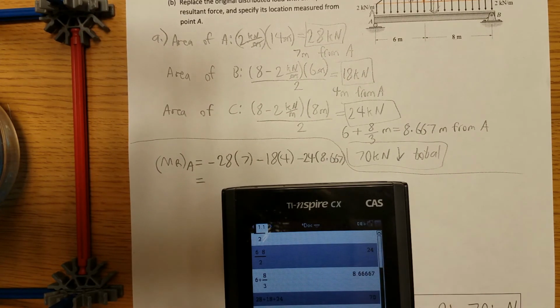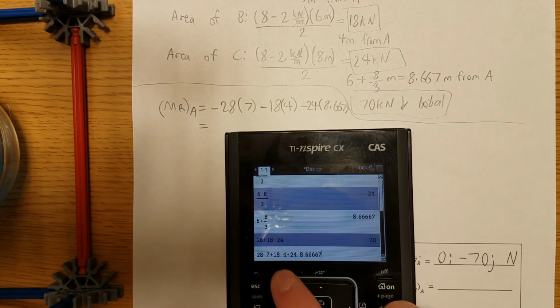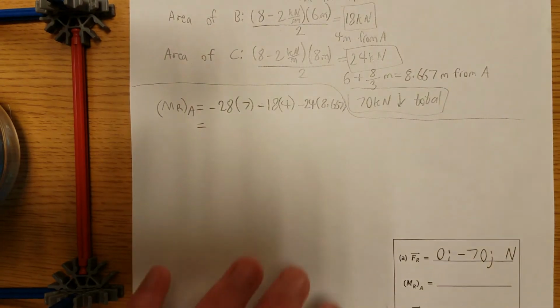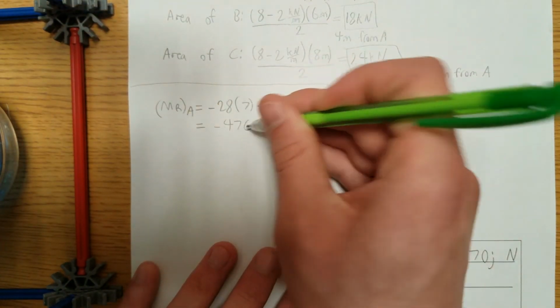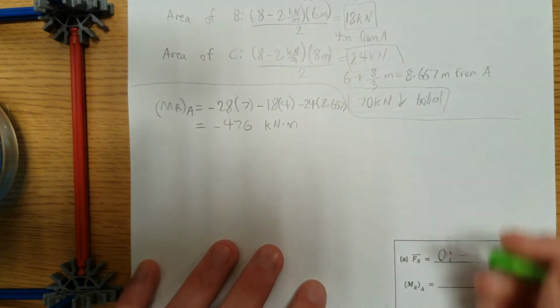So if we take a look, I'm just going to do these in positive on my calculator because they're all negative. So we know that 28 times 7 plus 18 times 4 plus 24 times 8.66667. I like to add a lot of sig figs whenever we do something like that. My bad, you couldn't see my calculator, but here's what I have. And that gives us about 476. Negative 476. Again, this is going to be kilonewtons times meters.